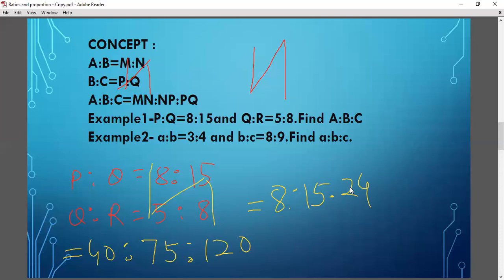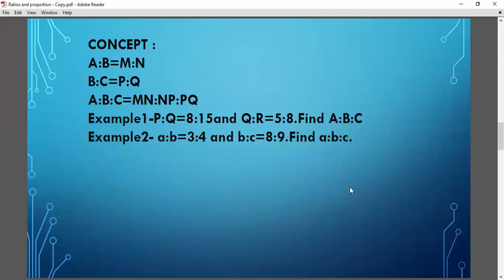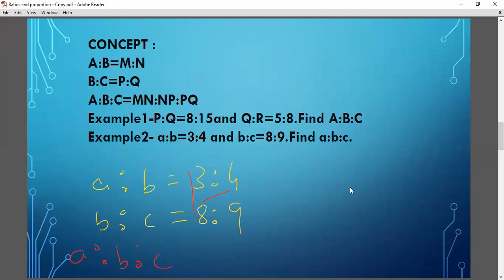Let's try another question. Example 2 is simply saying A is to B is equal to 3 is to 4 and B is to C is equal to 8 is to 9. Now we need to find the ratio of A is to B is to C. So A is to B is to C will be simply 3 into 8, 8 into 4 and 4 into 9. So this will become 24 is to 32 is to 36.